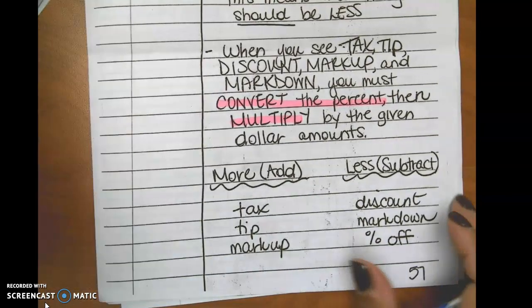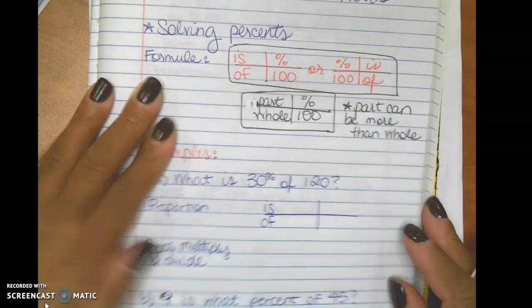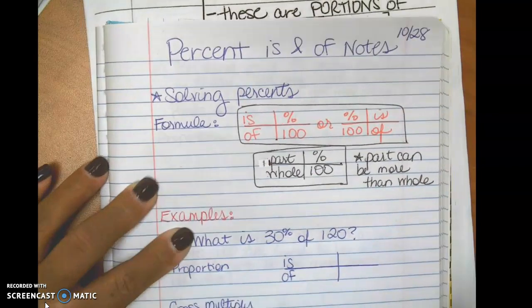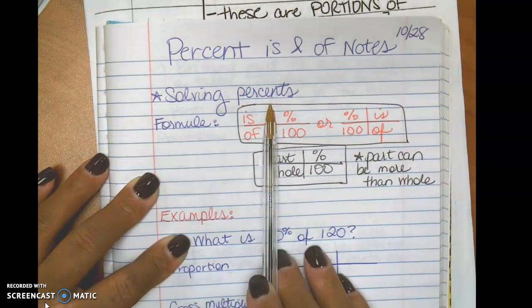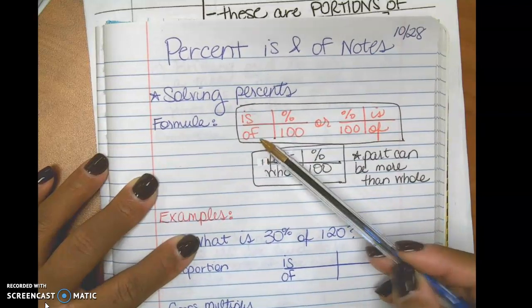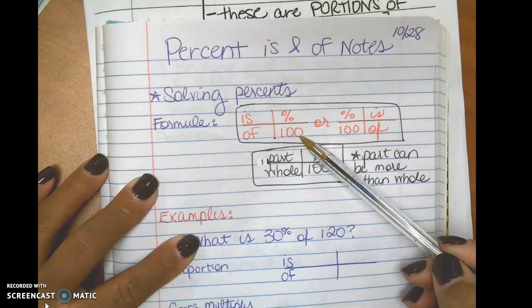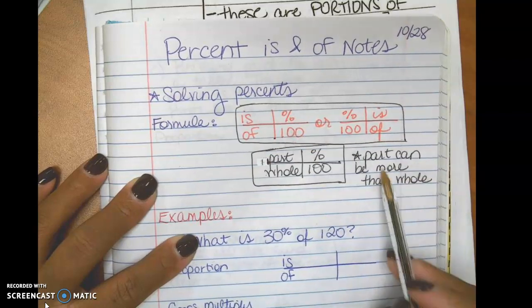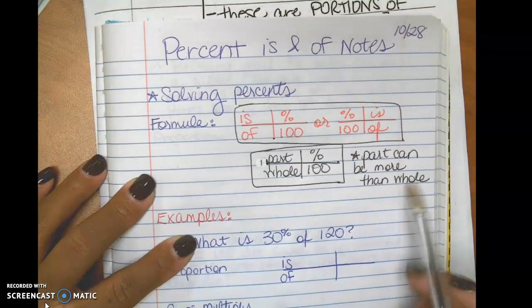All right, onto your percent, is, and of notes from today. Here, I'm solving percent using is and of. Is goes on top, of goes on the bottom. Percent is always out of 100. And sometimes your parts can be more than your whole.